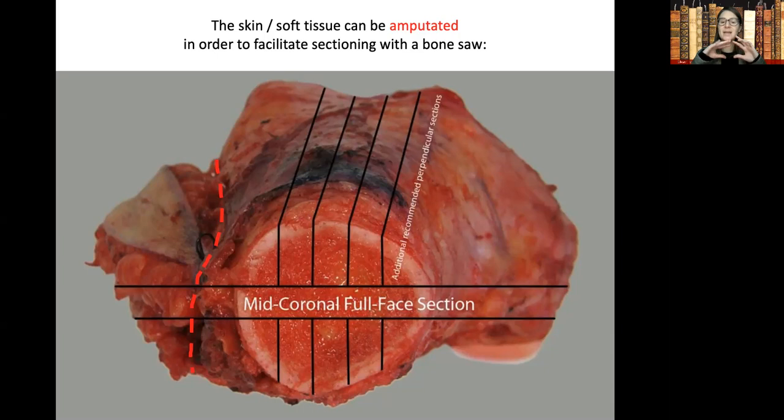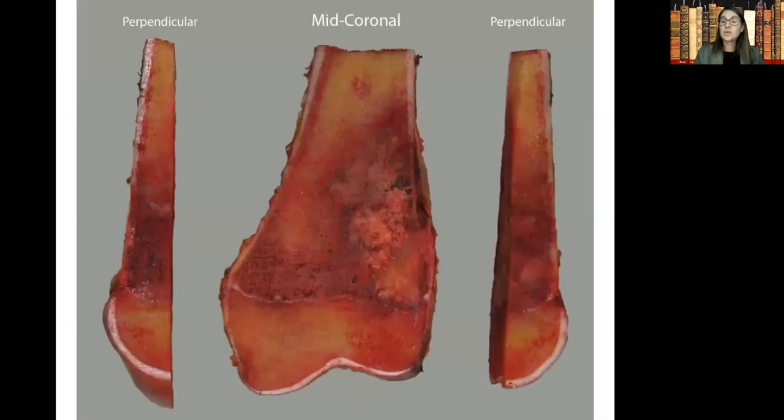So then we can take that smaller fragment of bone and section it with our bone saw. For these types of cases, I usually do one mid-coronal full face section and then perpendicular sections on opposite sides. If it's a larger bone, you can do multiple coronal sections, but then always remember to perpendicularly section on either side of that. Why? Osteosarcomas can be very heterogeneous. Here's what it looks like on the mid-coronal section, and again, those perpendicular sections.